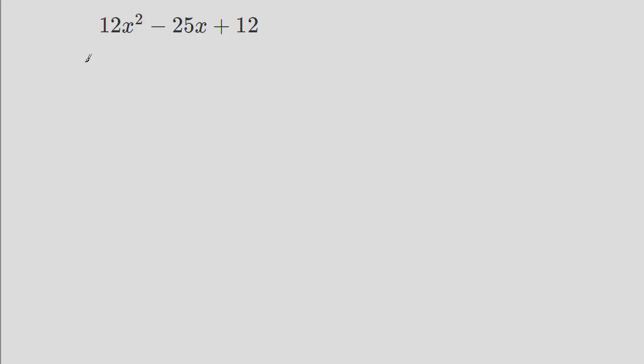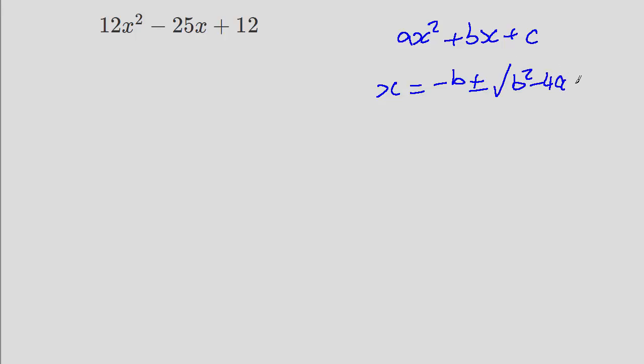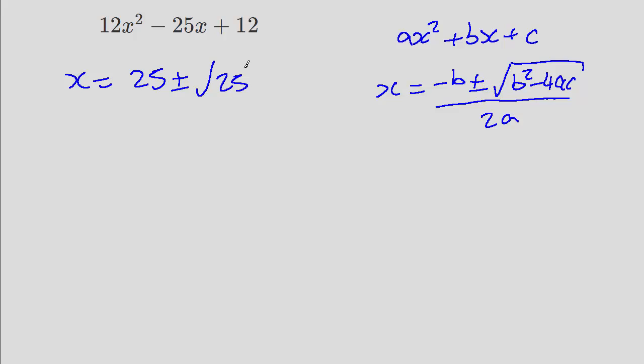Question 15. In this question we're going to use the quadratic equation. So the quadratic equation says that if we have an expression of the form ax squared plus bx plus c, we can find the roots as x is equal to minus b plus or minus the square root of b squared minus 4ac all over 2a. So in this case I can say that x is equal to minus b, so that's 25, plus or minus the square root of 25 squared, minus 4 times a, which is 12, times c, which is also 12.